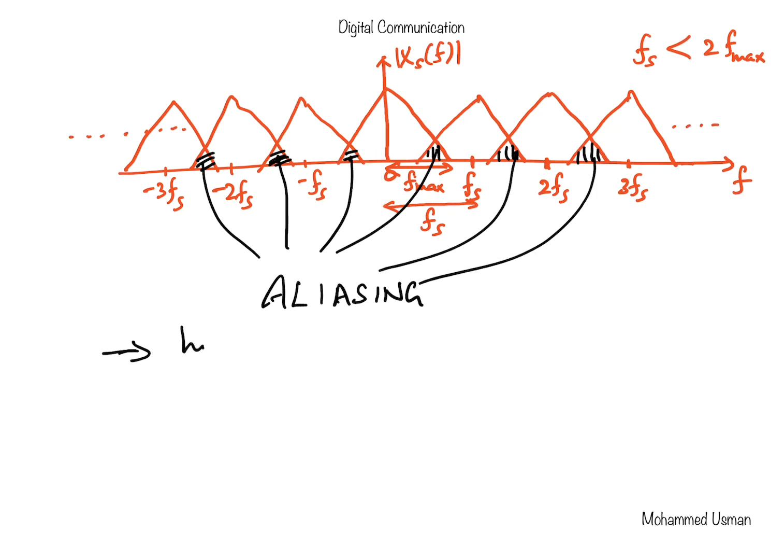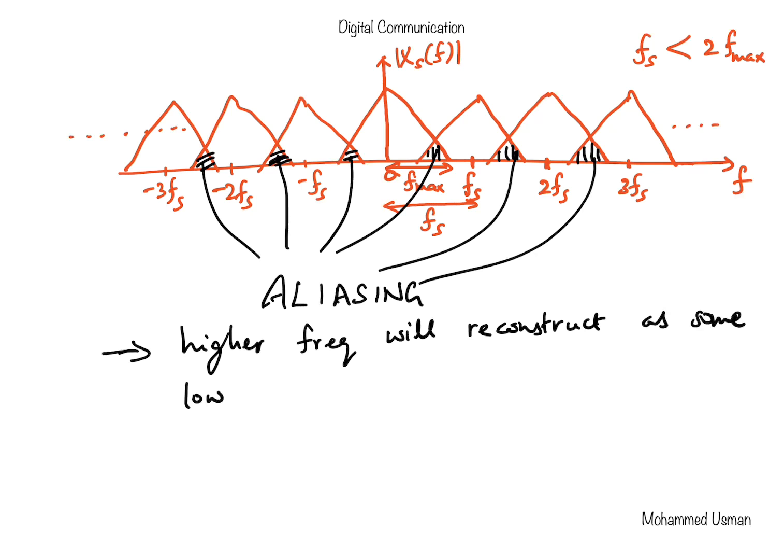So with aliasing, higher frequencies will reconstruct as some lower frequency. Right? So that's the concept of aliasing and the Nyquist sampling theorem and the effect of sampling in the frequency domain and what happens if we violate the Nyquist sampling theorem.